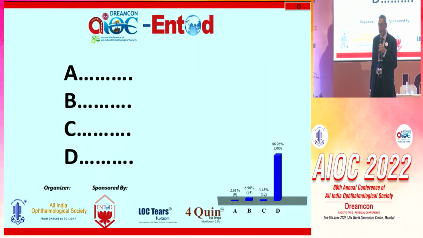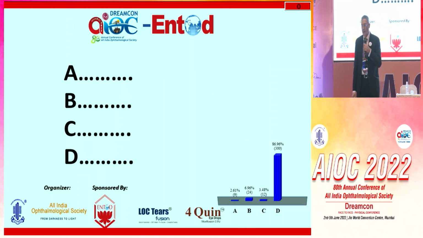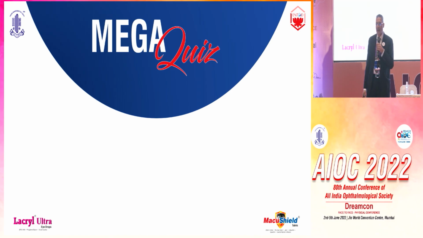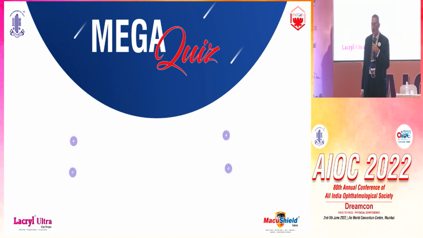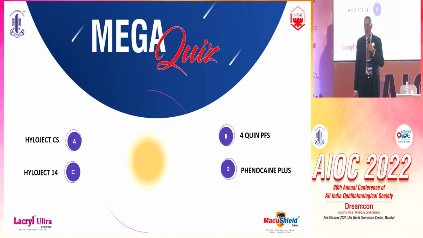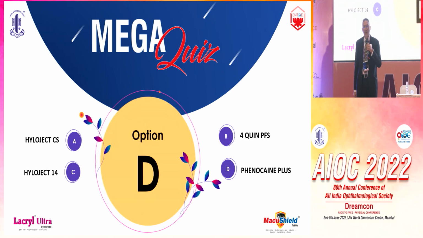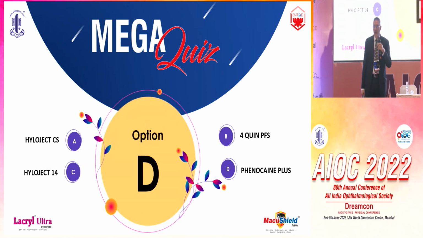And the correct answer is D. I mean, 86% can't be wrong, so it must be D, I'm guessing. And the correct answer was D. Option D, phenocane plus. So we are getting better at this button pressing thing. Do we have one more, or are we having the first question?